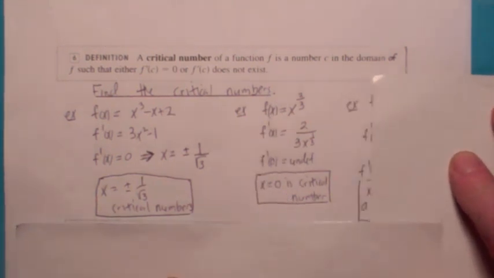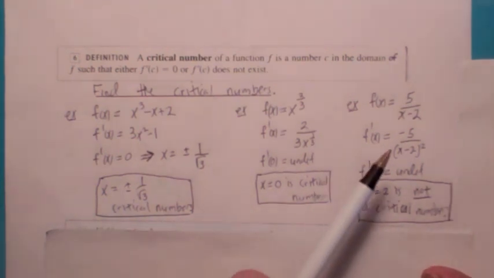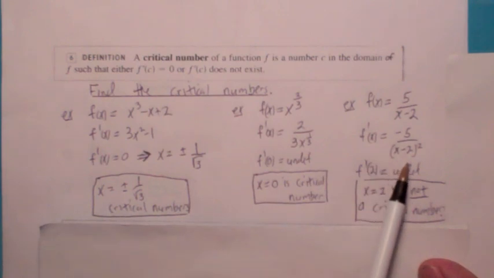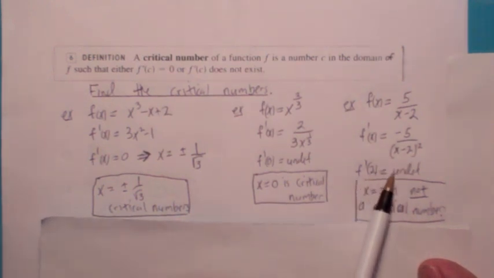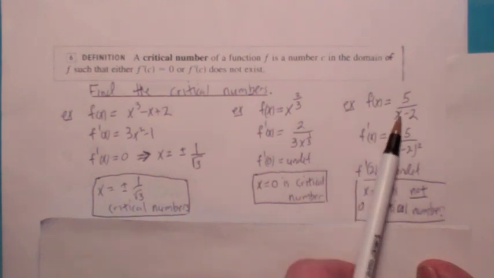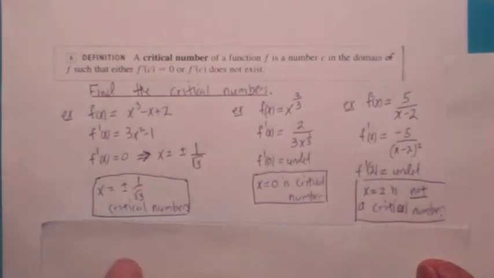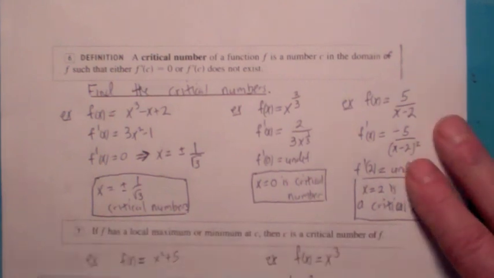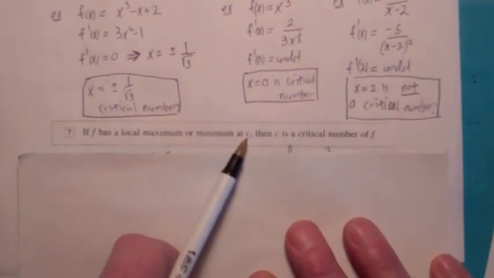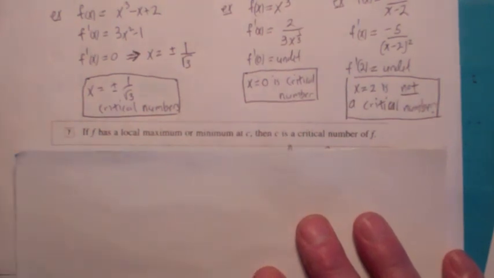Be careful though. If you take f of x equals 5 over x minus 2, you take the derivative, you get this. F prime of 2 is undefined. That does not guarantee that it's a critical number, because in this case it's not in the domain of f, so we would not allow that to be a critical number. Anyway, so putting it all together, you can say that if you have a local max or min at x equals c, then you have to have a critical number there.